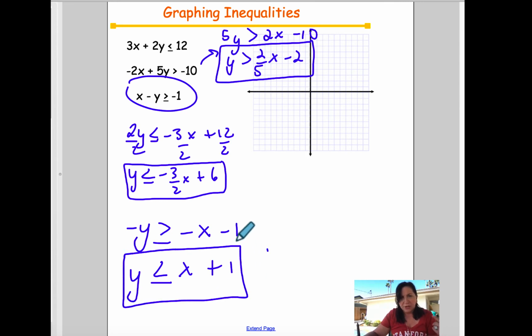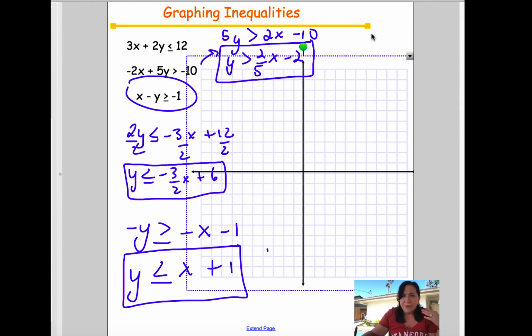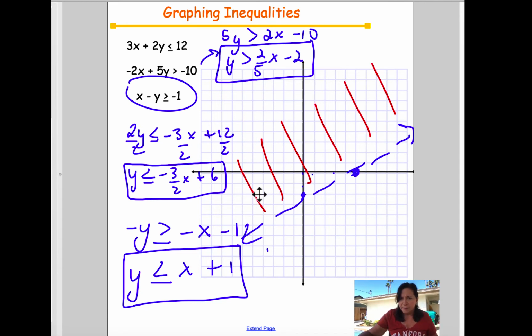So there's that equation. So I've got three equations that I need to graph. The first one is going to start at negative 2, and the slope is 2/5. So up 2, over 5. And this is a dotted line like this because it's greater than but not equal to. And so shading wise, it's anything that's above this line right here, that's greater than, up on top.